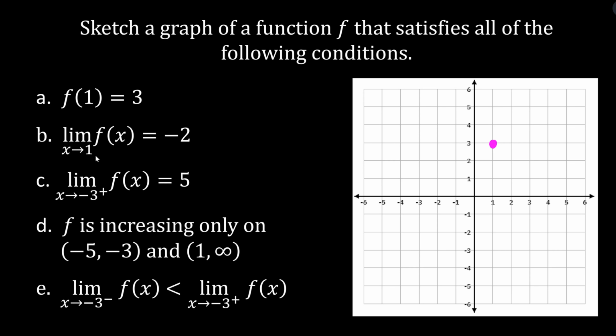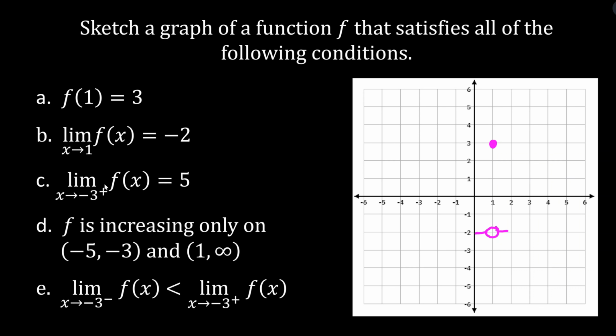The limit as x approaches 1 is -2. Ooh, okay. So that means that the function's defined at 1. It's defined as 3. But the limit as we approach 1 is -2. So this has to be a hole because it's defined way up there. It has to be a hole. And the limit, we're approaching from both sides. So again, I'm just going to do little lines on each side to remind me of that later when I finish this graph.